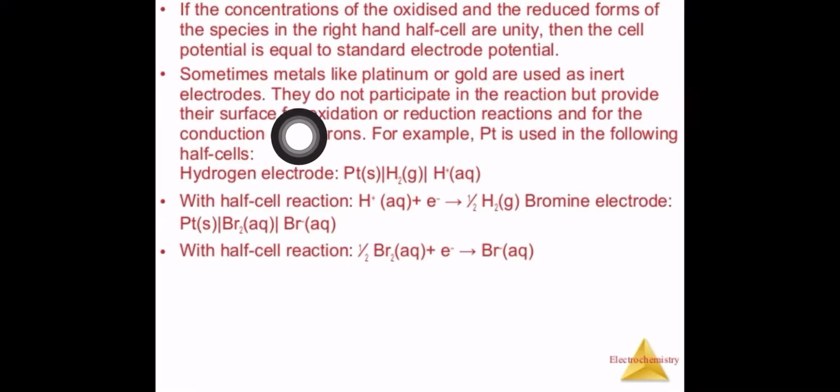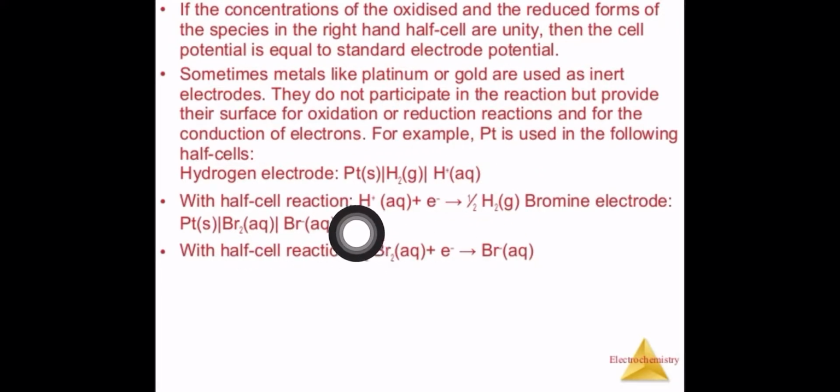They do not participate in the equation but provide their surface for the oxidation or the reduction. Definitely, as I told, they are not going to participate in the reaction. If they participated, then maybe there is a possibility of forming their ions, which should not be there. So Pt is used in the following half cell. The hydrogen electrode: Pt, H2 (1 bar) | H plus ion.